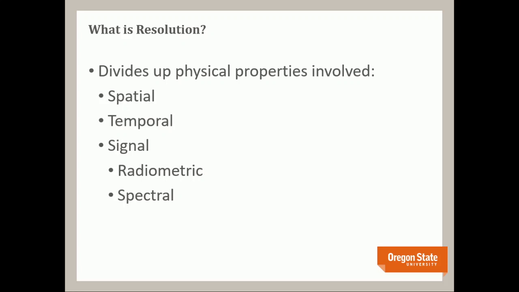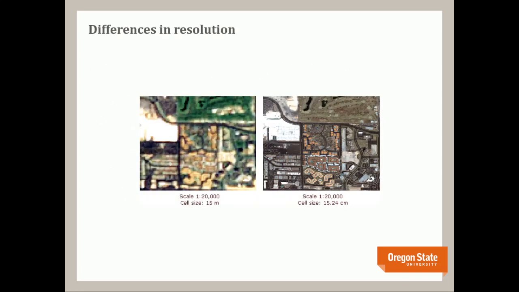What is resolution? Actually, it divides up the physical properties involved, that is spatial, temporal, and signal. In the case of signal, it is radiometric or spectral. The difference in resolution is presented here. You can see the low resolution image is blurred and we are unable to clearly distinguish between the objects on the ground, while in the high resolution image we can see and interpret the objects very easily.